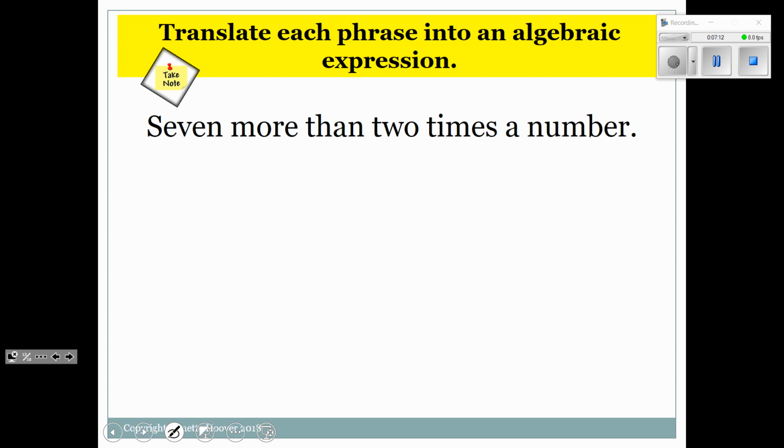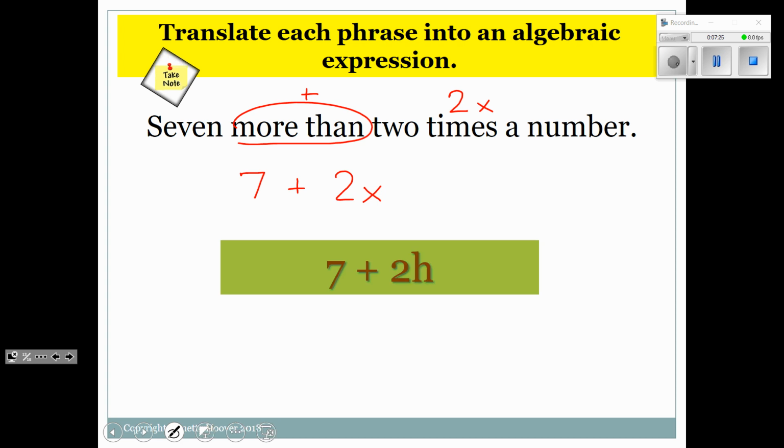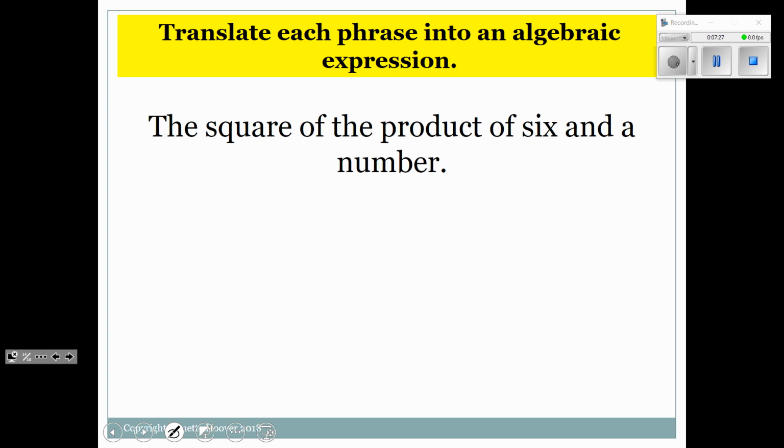7 more than, so we write 7, and more than is addition. 2 times a number, we're doing 2 times a variable, so we write the 2 and then write the variable, 2x or 2n, whatever variable you choose.